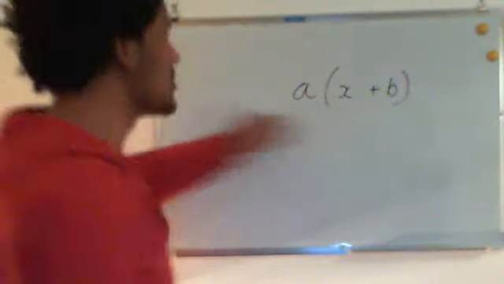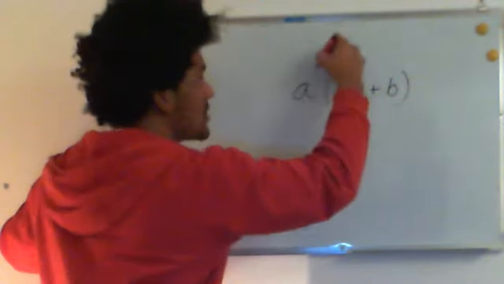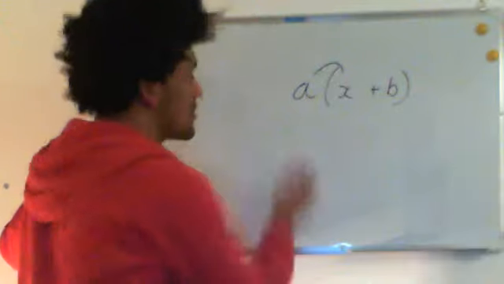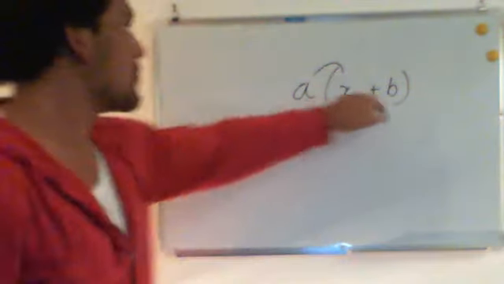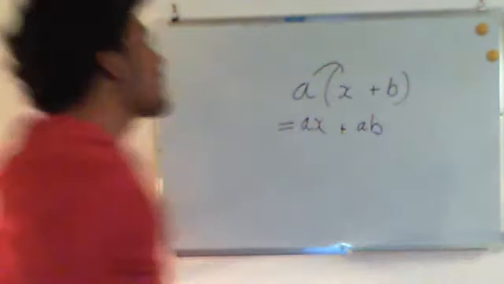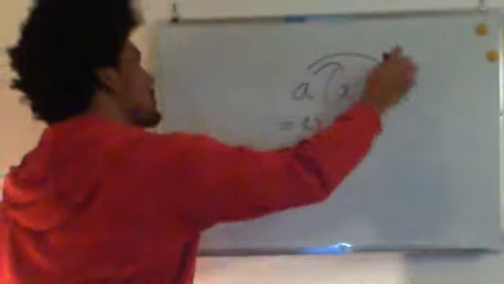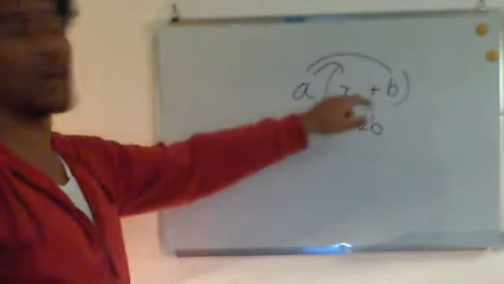And so to multiply out this expression, you times everything inside the brackets by the a, so it's going to be a times by x and plus a times by b. There we go.